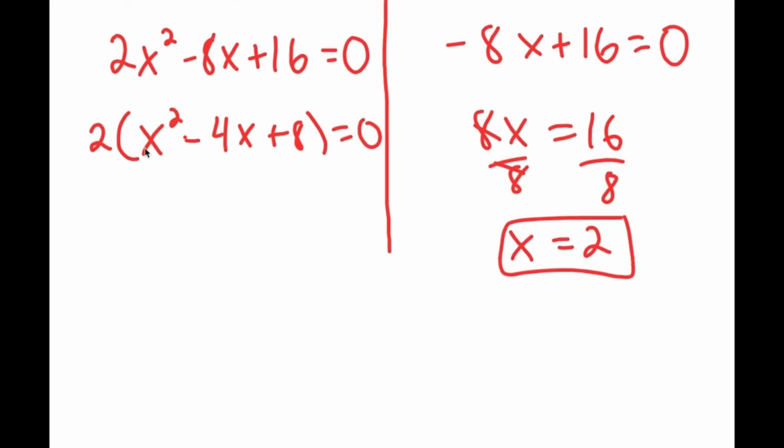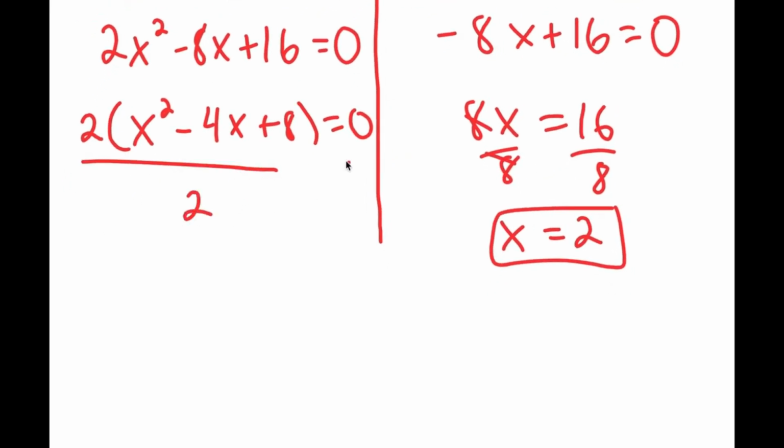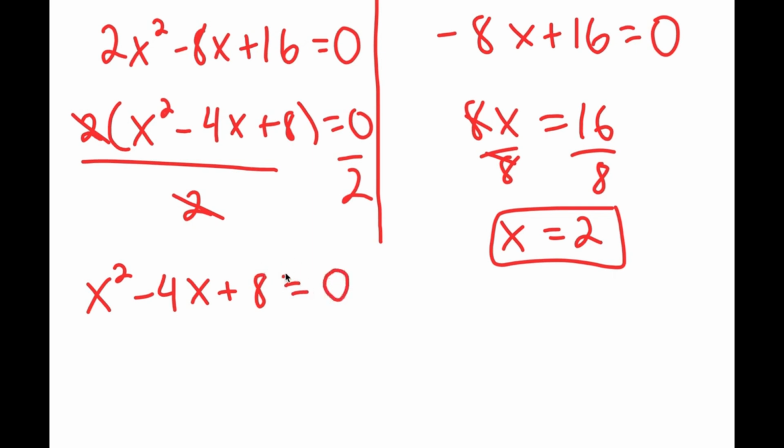Now from here, I'm going to factor out 2, so I get 2 times (x squared minus 4x plus 8) is equal to 0. That's one solution. And now continuing this, if I divide both sides by 2, I get x squared minus 4x plus 8 is equal to 0.